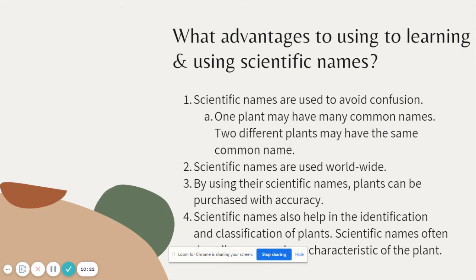Number 3, by using their scientific names, plants can be purchased with accuracy. So that just goes back to what I said. Most of your nursery and landscape people that are knowledgeable and skilled are going to know what you're talking about when you use a scientific name. There is a chance you would ask for a common name of a plant and they wouldn't know what you're talking about exactly, because it is a regional thing. But if you use the scientific name, they will know. Number 4, scientific names also help in the identification and classification of plants. So being able to know more about those words can help you identify different plants.